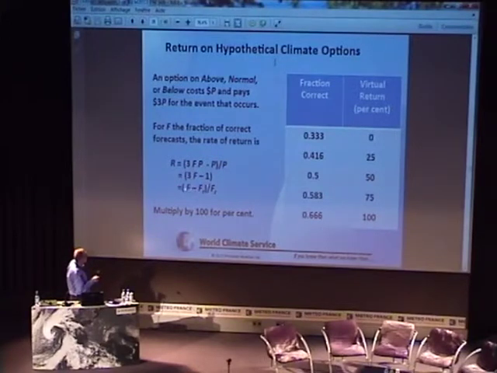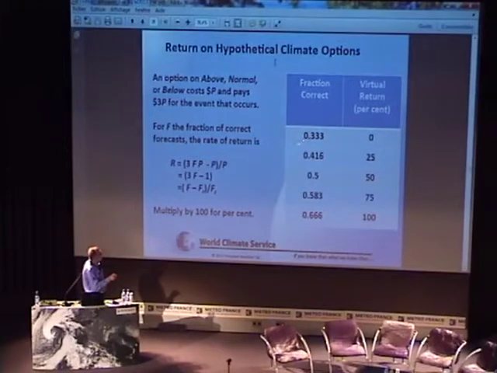You run through the algebra, and it ends up being this improvement ratio over random: fraction correct minus 1/3 divided by 1/3. So when the fraction correct is 1/3, the payoff is 0. By the time it's 0.42, your rate of return is 25%. At 50%, it's 50%. And if your fraction correct is 2/3, your payoff is 100%. So this shows you that as your fractions correct become slightly better than random, you're starting to make money with these forecasts.